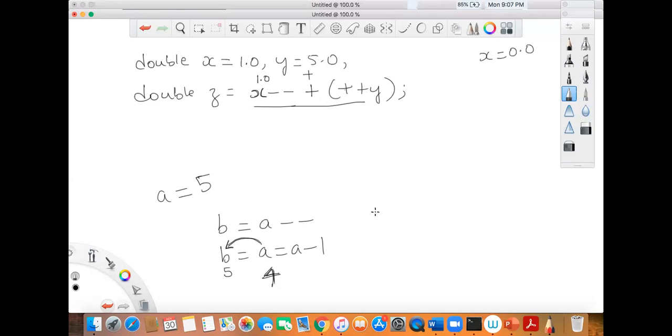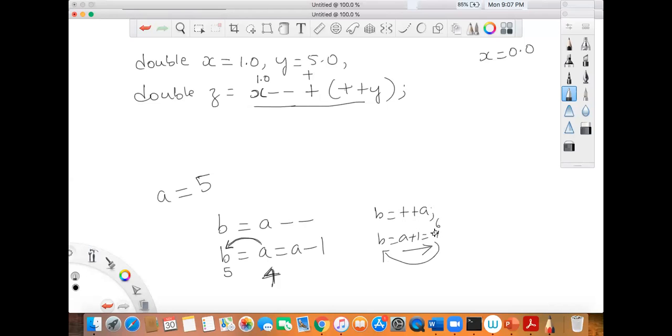Sir, see here, it is like this. If I say B is equal to plus plus A, what is the meaning of this? It means first increment the value of A and then store the value of A into B, correct? Yes, sir.